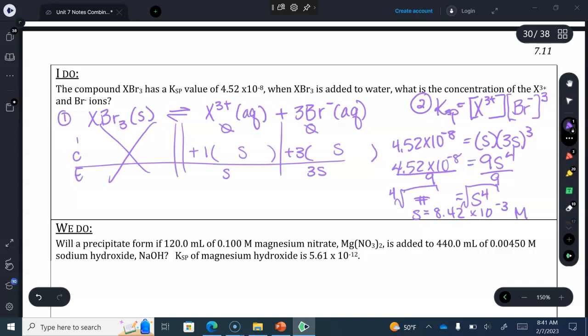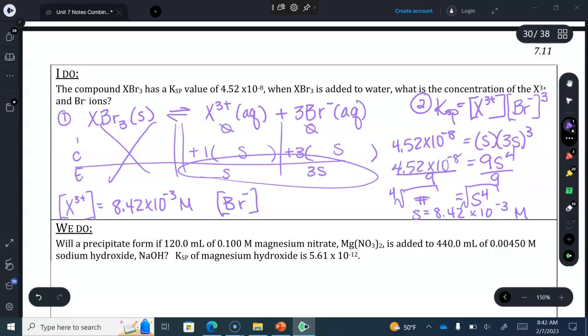And since S is a unit of concentration, we have molarity for its units. Okay? So now when we look at the concentration of the two ions at equilibrium, we substitute the S into their equilibrium expressions. So X3+ is just going to be 8.42 times 10 to the negative 3 molar. And then the bromide ion is going to be 3 times that, which is 2.53 times 10 to the negative 2 molar.